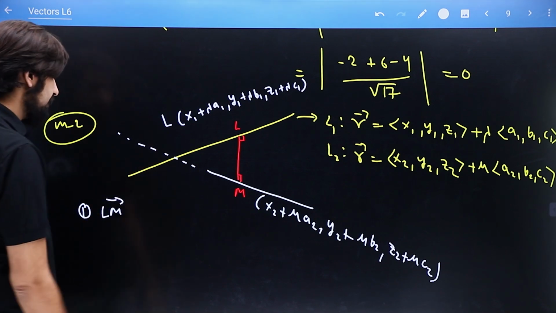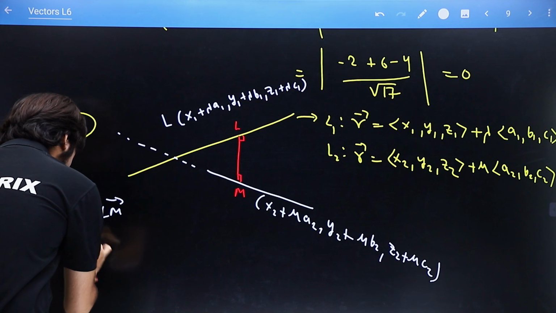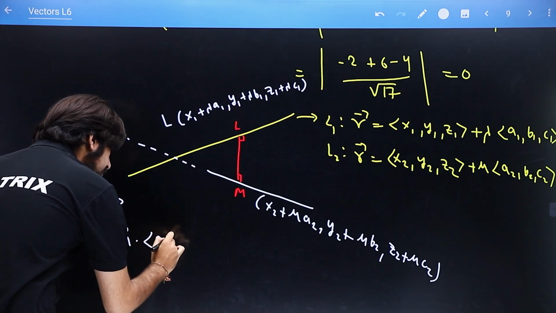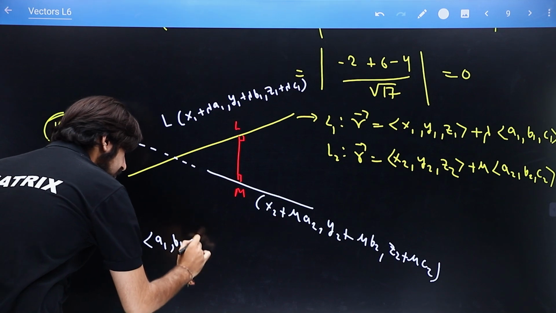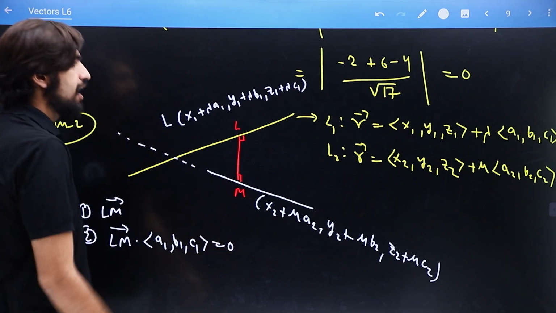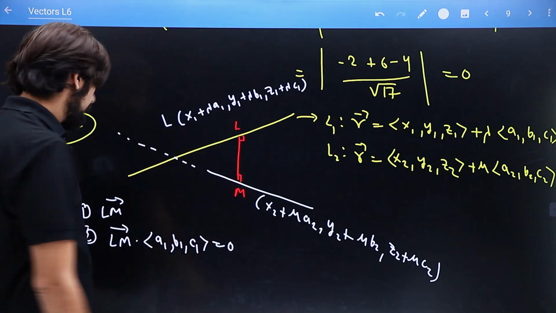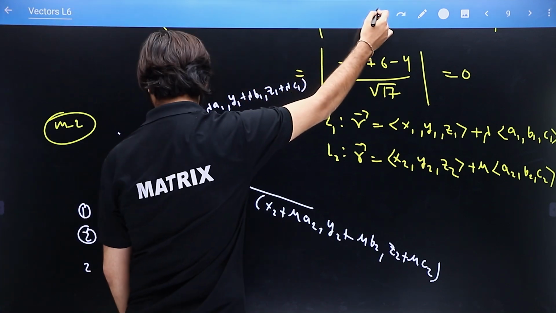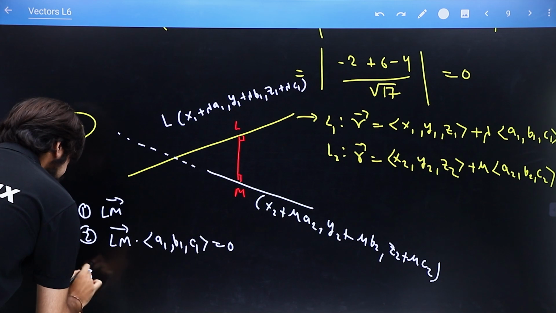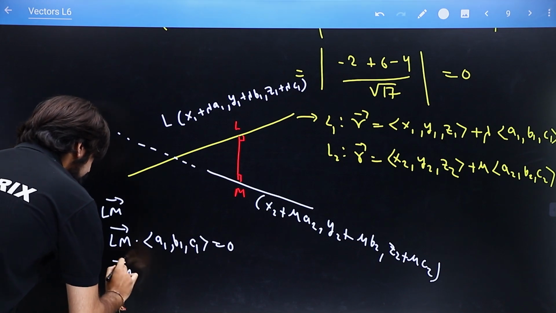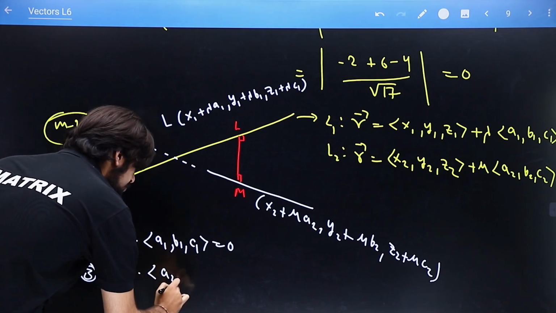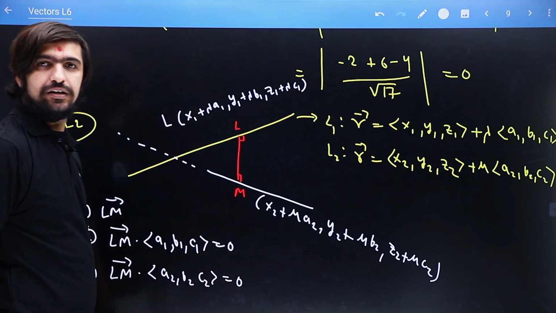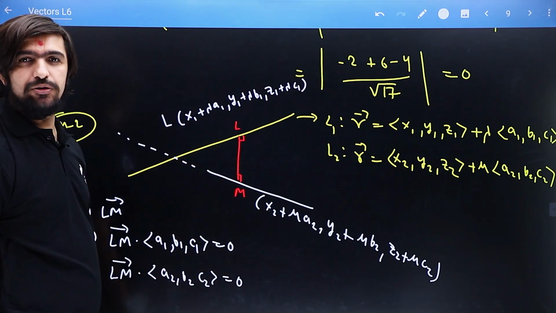As soon as you are finding LM vector, now second, LM vector dot A1, B1, C1, that will be 0. Why? Because L1 is perpendicular to the LM. And third step, LM vector dot A2, B2, C2, that is also 0. Why? Because again this is perpendicular to L2.